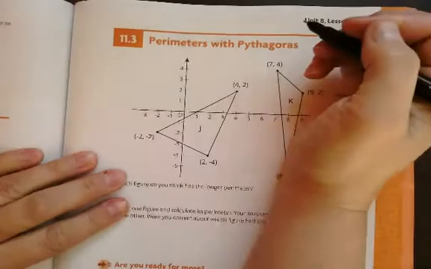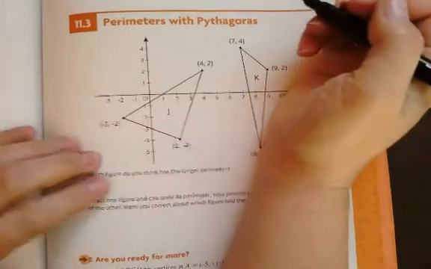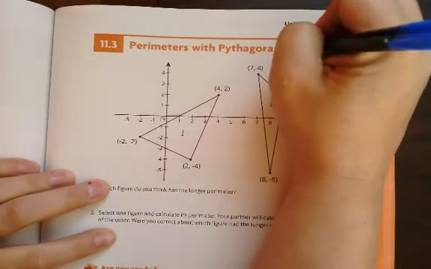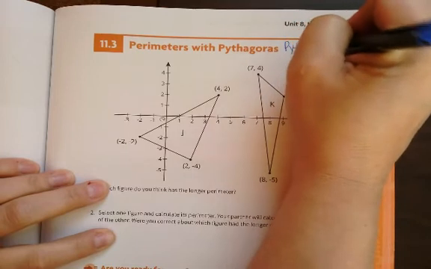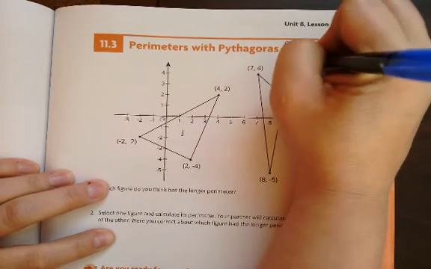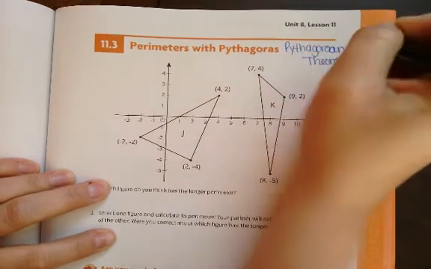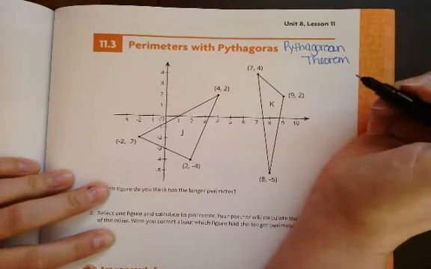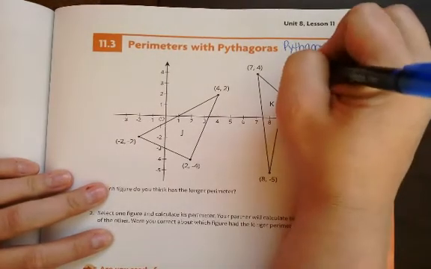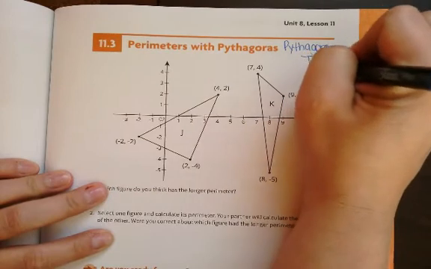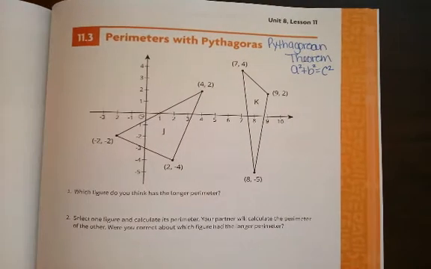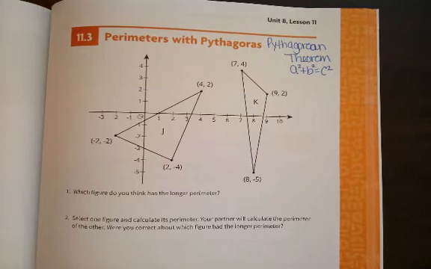11.3. So we have to use the Pythagorean theorem. I don't know how many times I have to tell that to you guys. The Pythagorean theorem, that's this whole unit. It even says perimeters with Pythagoras. My goodness, say that 10 times fast. So we've got to use a squared plus b squared equals c squared to solve these.